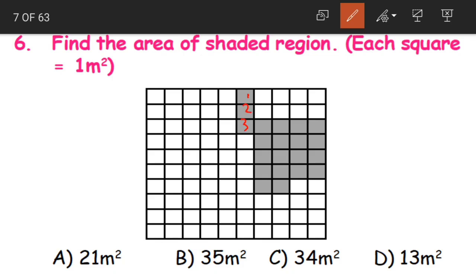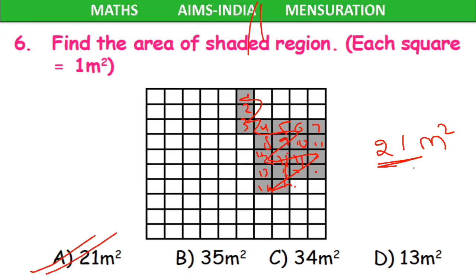1, 2, 3, 4, 5, 6, 7, 8, 9, 10, 11, 12, 13, 14, 15, 16, 17, 18, 19, 20, 21. In total we have 21 squares in the shaded region. So the area of the shaded region becomes 21 meter square. Option A, 21 meter square, is the correct answer.